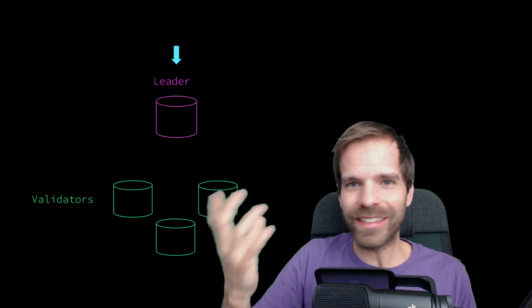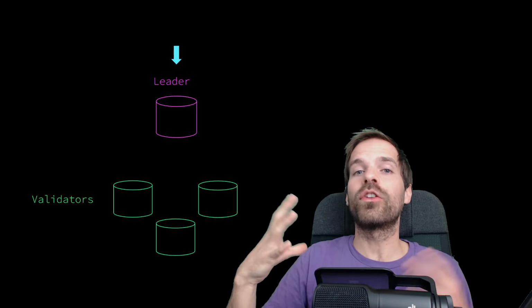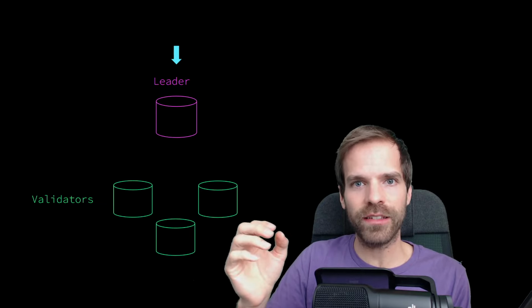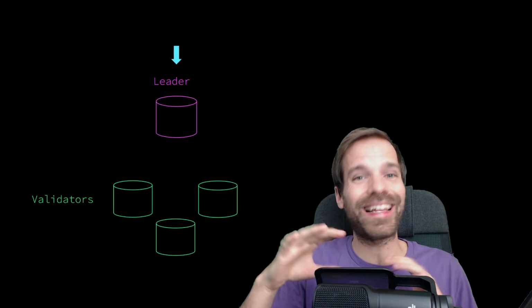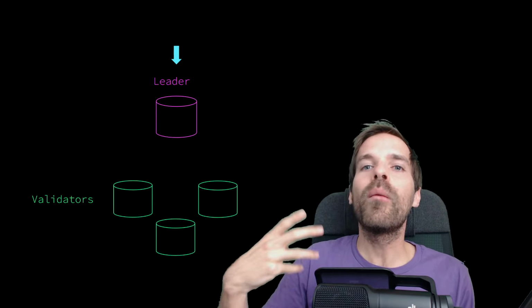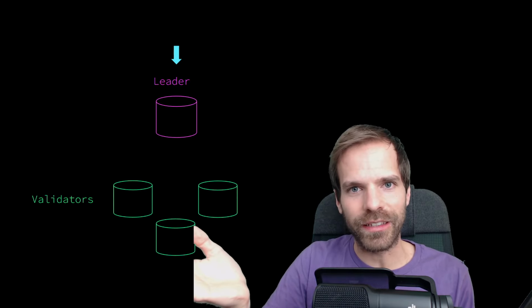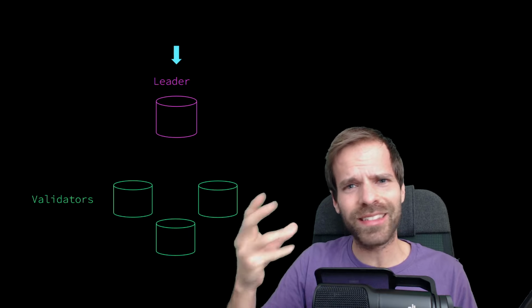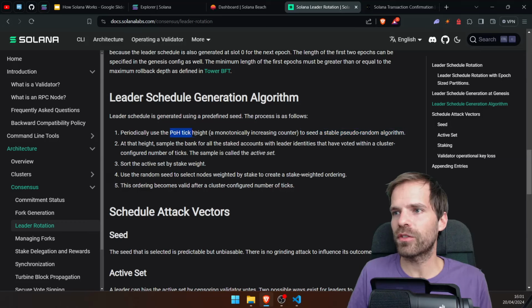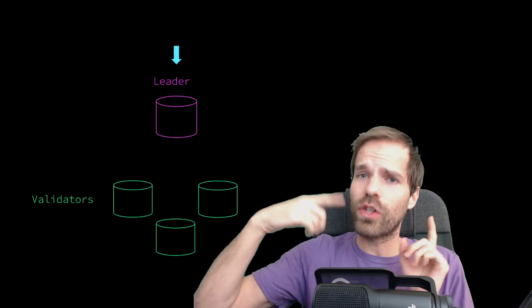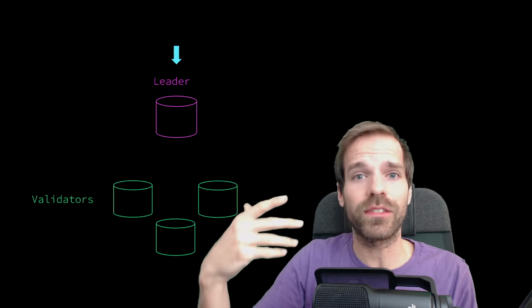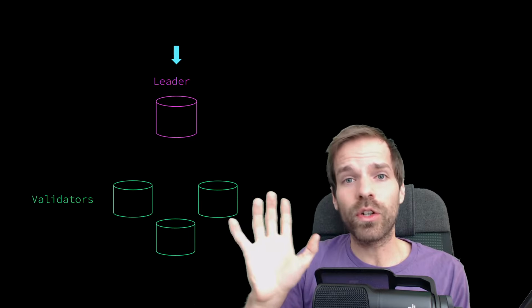Now, how is the leader decided? That's done based on stake weight. The more stake a validator has, so the more SOL is delegated to that validator, the more slots they will get allocated. And that is done deterministically. I don't know exactly what is taken as the seed, the proof of history tick height, from which an algorithm then deterministically derives the leader schedule based on stake weight. The details are not so important.